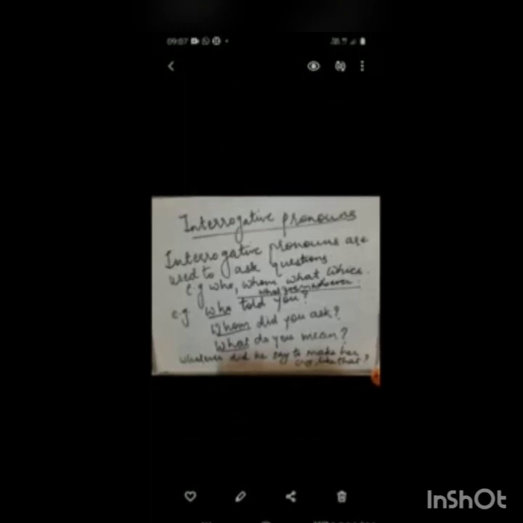Now let us go over to interrogative pronouns. As the name suggests, interrogative pronouns are used to ask questions. The examples of interrogative pronouns are who, whom, what, which. Sometimes we add the suffix ever to make compounds of these pronouns so that they become whatever, whoever, and they are used in framing questions.